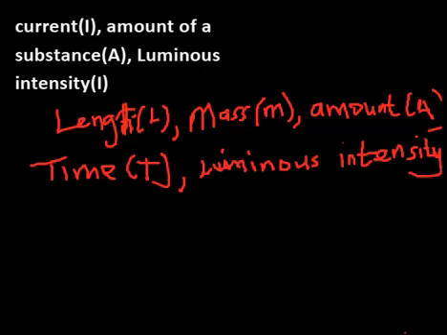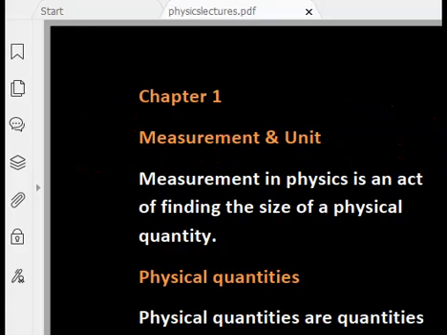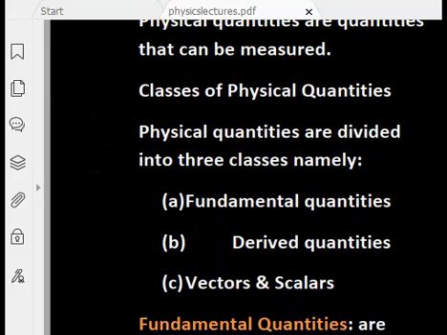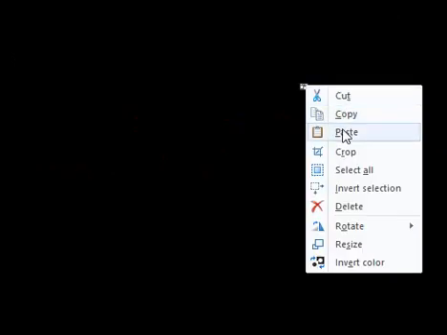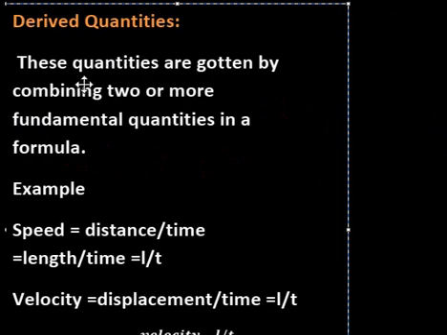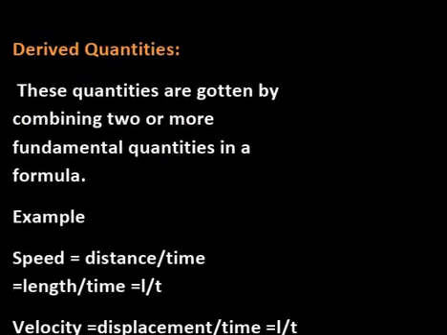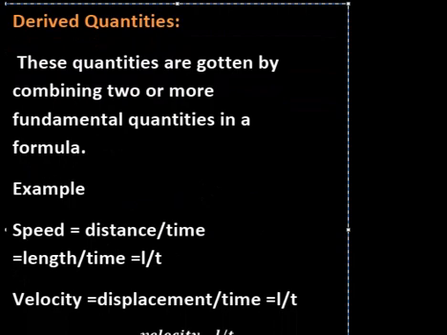So now the next we're going to go to the derived quantities. So what are the derived quantities? As the name implies, every derived quantity is derived from the fundamental quantities. Derived quantities are gotten by combining two or more fundamental quantities in a formula. As I said, every formula you ever encounter in physics is derived from the fundamental quantities. So now let's look at them one after the other.